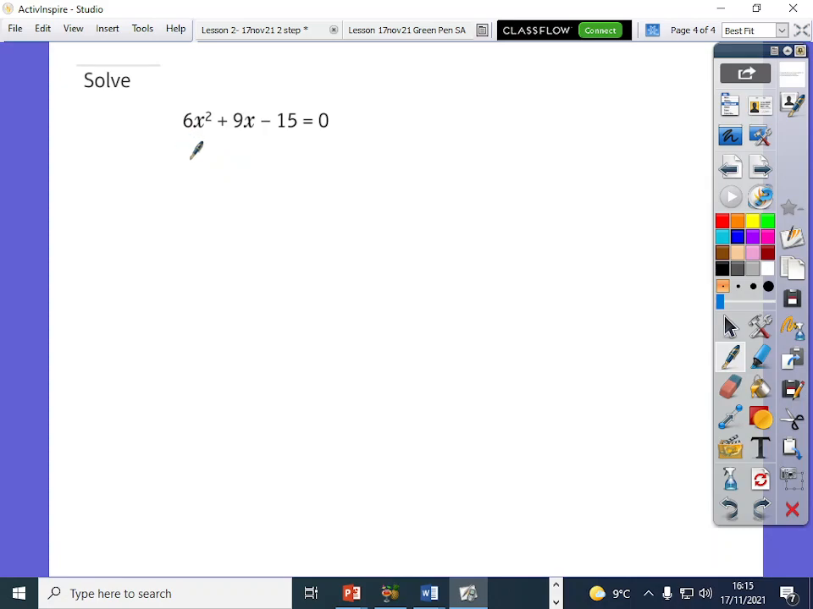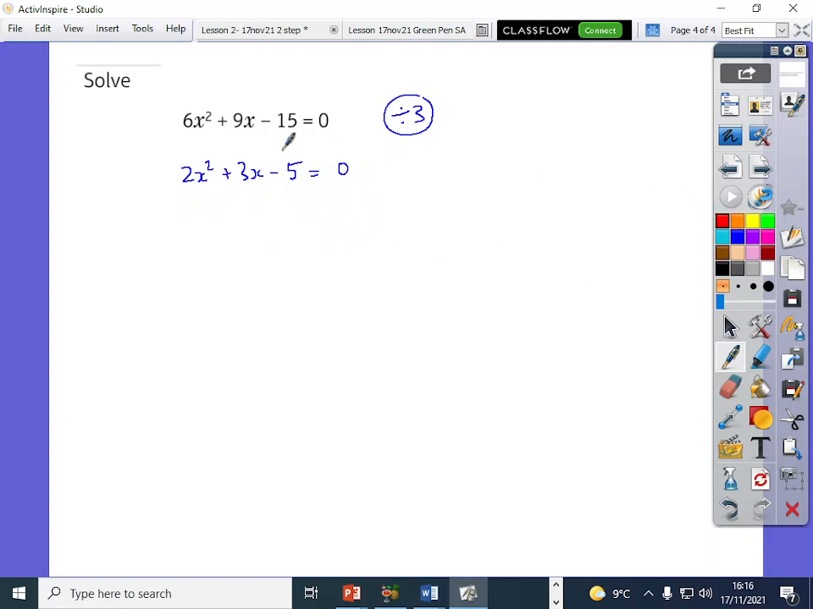Now, I did mention in the last video that in these ones you could do this two ways, but to make life a bit easier, since they're all a multiple of 3, I'm going to divide everything by 3 first of all, just to simplify that. So if I divide that by 3, I'll get 2x squared. Divided by 3, you're going to get 3x. Divided by 3, you're going to get minus 5, and equals 0 divided by 3 is just 0. So you haven't changed the answer at all, you've just taken a common factor out and shared it all through by that. Okay, so that still holds.